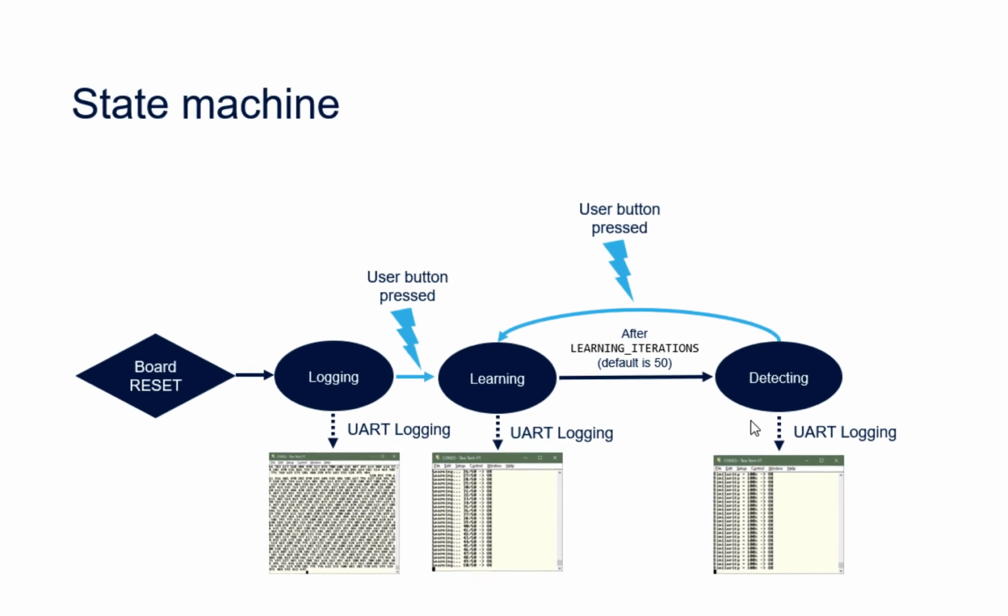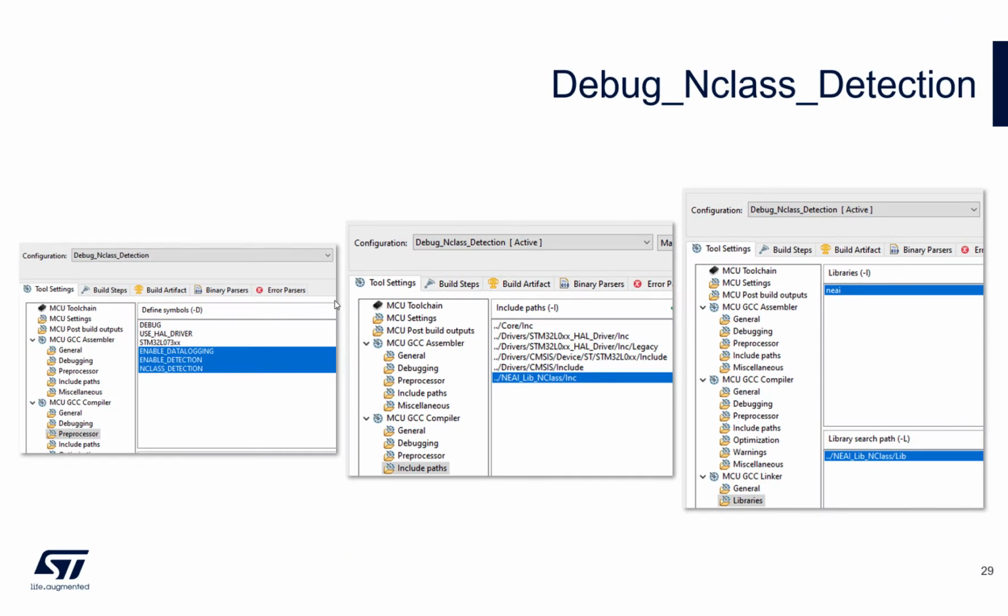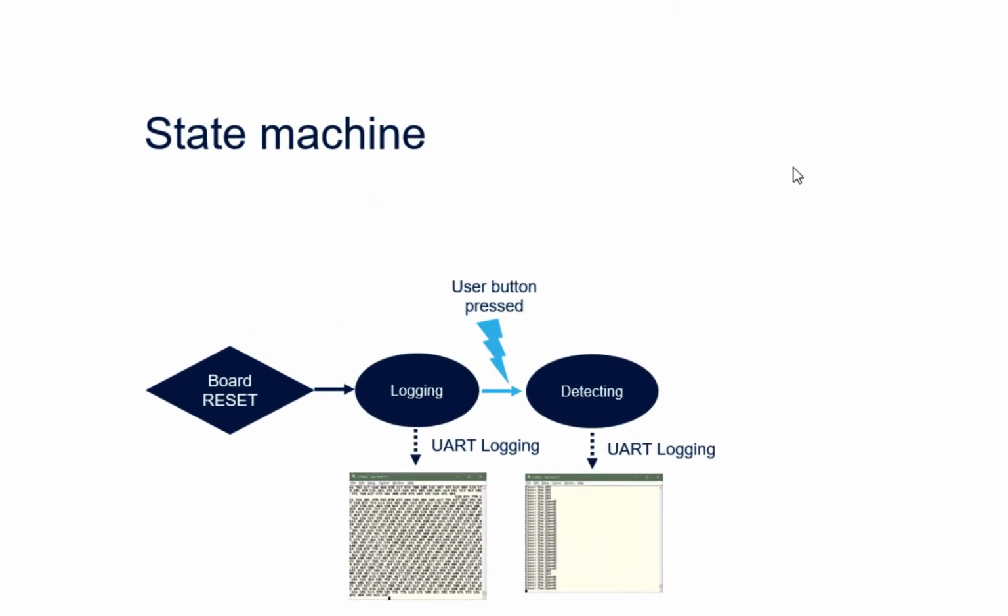And finally, for the N-class classification, three compilation flags are needed, a specific include path and a specific library path. And there is no learning for the classification use case. So after board reset, we go in a logging state. So the data from the ADC is logged to the USART, and the press of the button just switches to the detecting phase, so detecting which class is currently running.